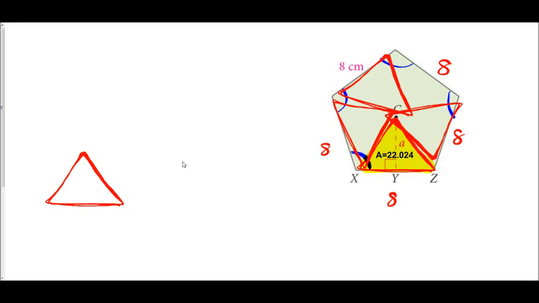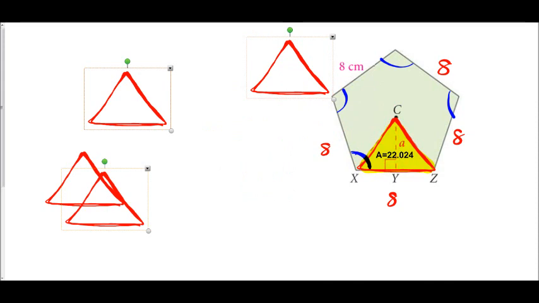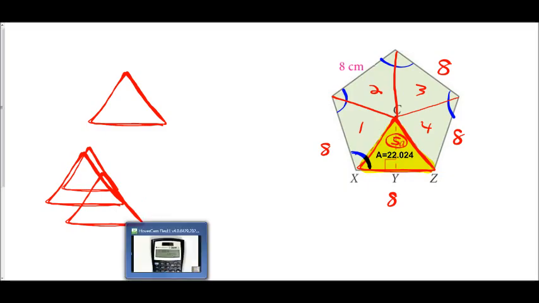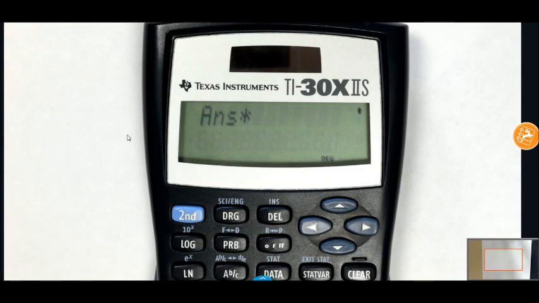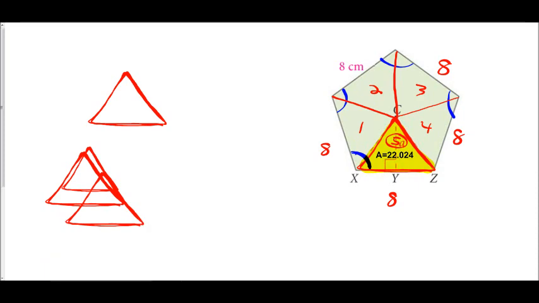But what should happen is that you should see that there are 5 triangles in here. So I'm just going to draw them in that case. So we see boom, boom, boom. So we got 1, 2, 3, 4, 5 triangles of area 22.024. So I really just need to take that area and multiply it by 5. Because there are 5 of those triangles that are all congruent, they're all the same size, I have 110.12, and that is my answer, 110.12.